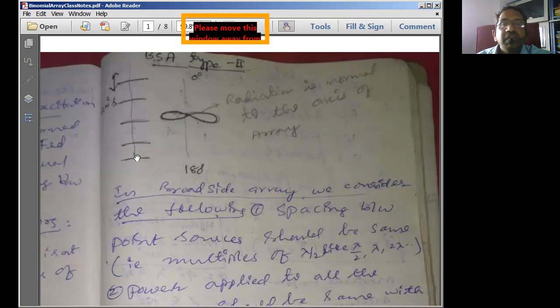Since the array axis is vertical, what is going to be the radiation pattern? The radiation pattern that you can see is going to be like this, which is perpendicular to the axis of the array. So 0 degrees, 180 degrees is the axis of the array, and the radiation is perpendicular to this particular axis. This is the radiation pattern of a broadside array. The radiation in the broadside array is always perpendicular or normal to the axis of the array. That is what is called a broadside array basically. So that's why we write a point here: radiation is always normal to the axis of the array in the case of the broadside array.